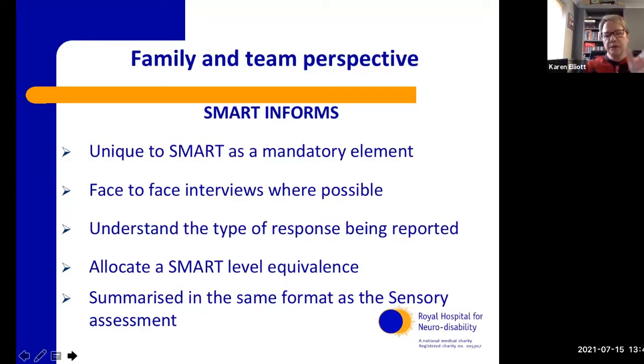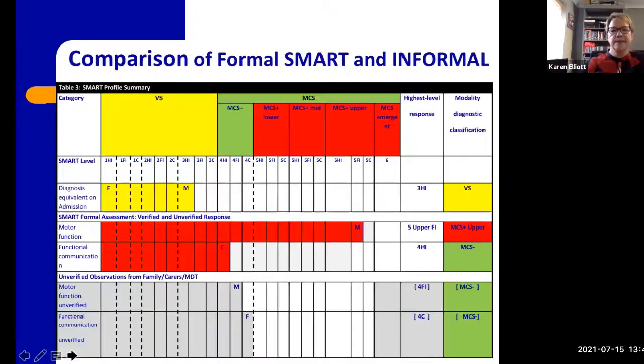What we then do is we put it into a grid similar to that Helen showed you for the sensory assessment, and we allocate SMART equivalents to it so that we can compare what's being seen outside of the SMART, what's being seen inside the formal SMART. It allows us to also understand a little bit more about the responses that are being discussed. So what we're able to do is map it against what we see on the SMART.